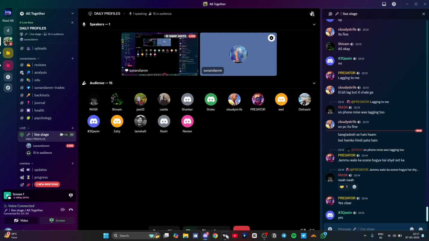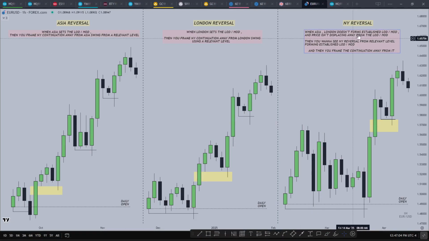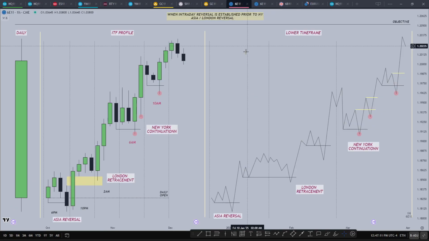Okay, going deep into it separately on each profile and how you would use any of the profiles. Now, I am using Asia, or like the first example, when a reversal is put in prior to New York, be it an Asia reversal, be it a London reversal, or a New York intraday reversal put in prior to New York. Okay, daily open low high close candle, bullish candle, reversal put in prior to New York.